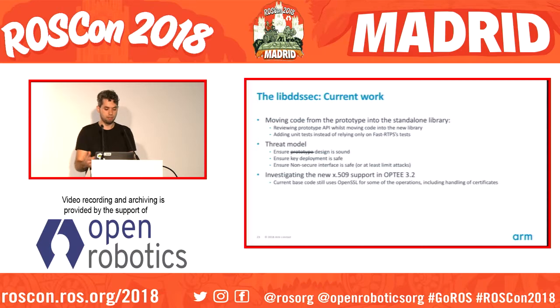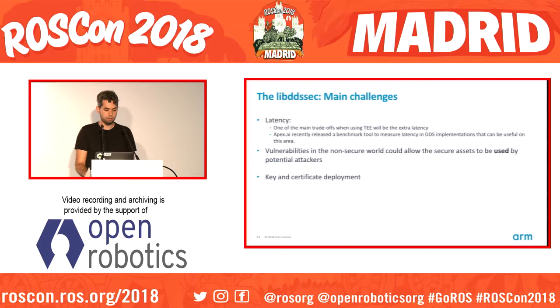I'm just going to skip this one. That's the current work. We're trying to move things from the proof of concept into the pure library. The main challenge is latency, which might be one of the main challenges we are going to face. It's always a trade-off, so that's something we need to make sure is worth doing. We still have a problem where a vulnerability on the non-secure side might allow someone to use the secure content, but at least it cannot leak the keys. That's the main idea.